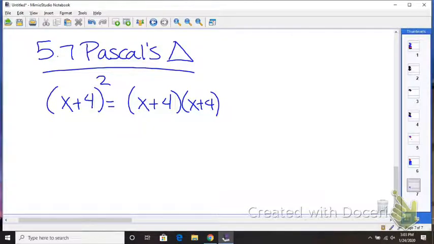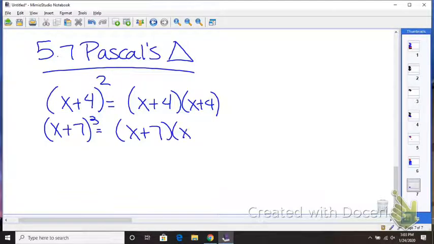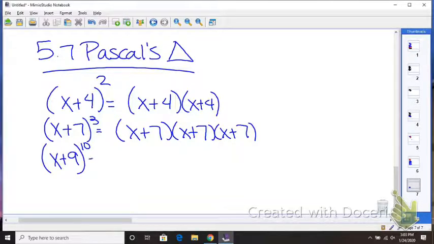Now let's say I have x plus 7 all raised to the third power. That means I write this out how many times? 3 times. And this can be done. We've done this before when we had to write our equations. You would FOIL, then you're going to end up using the box method, but it can be done, right? Okay.